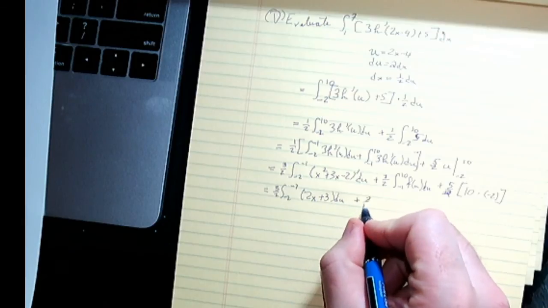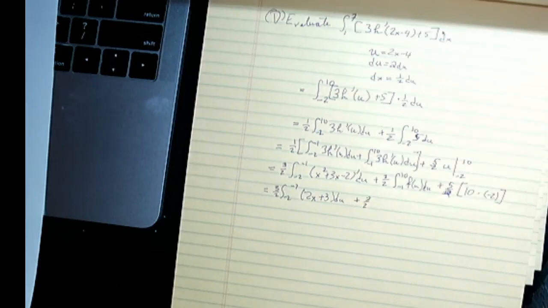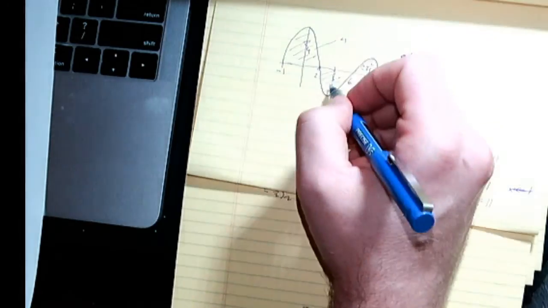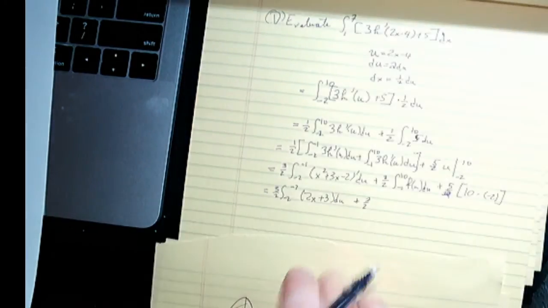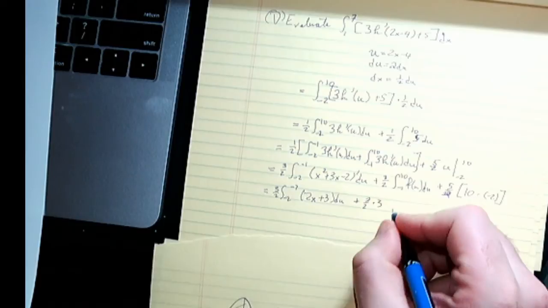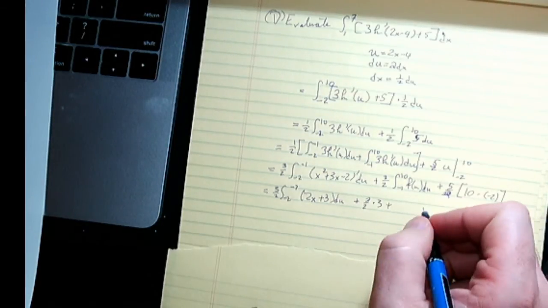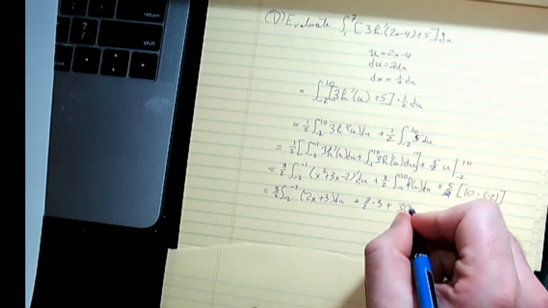Plus 3/2 times this integral. And how are we going to do that integral? Well, we already gave ourselves the answer. It's right here. It's the integral from minus 1 to 10 of f of u du. Well, that's 4 minus 3 plus 2. So 4 minus 3 is 1, plus 2 is 3, times 3. Plus, here we have 5/2 times 12. Fine, that's 5 times 6 is 30.